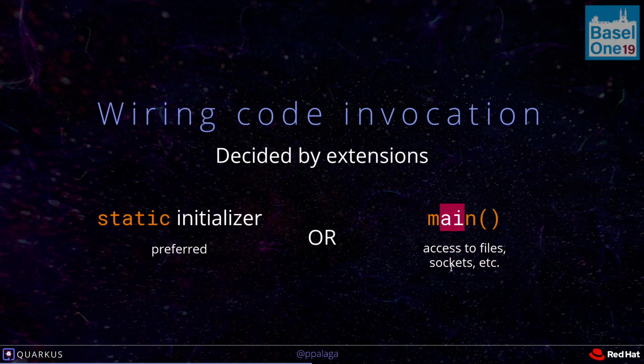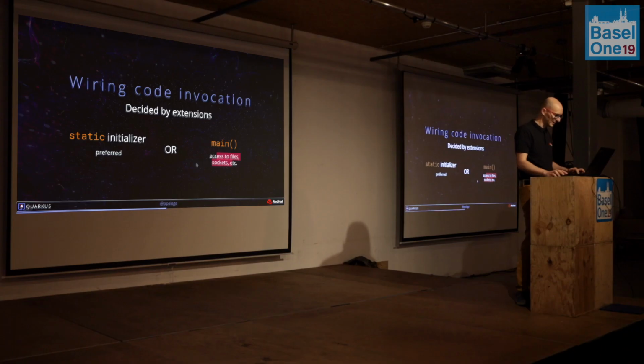Good. So the recorded bytecode can be written either into a static initializer or into a main method. And this one is preferred, and this one needs to be used if you cannot use static initializer, which is in cases when you need to access resources which are available only during the runtime. And the reason for this distinction is GraalVM, and we will explain later why it is the case.